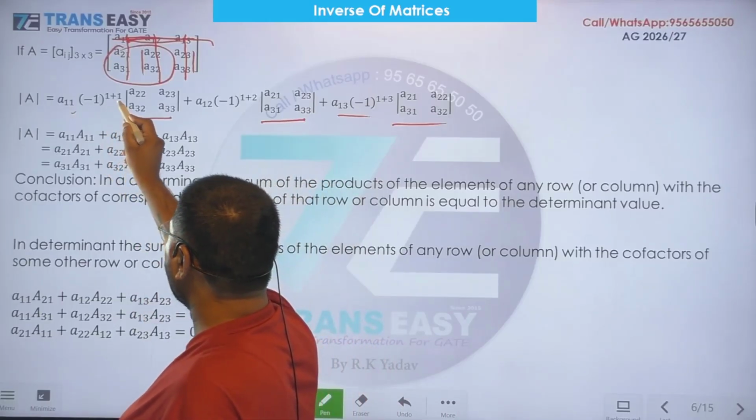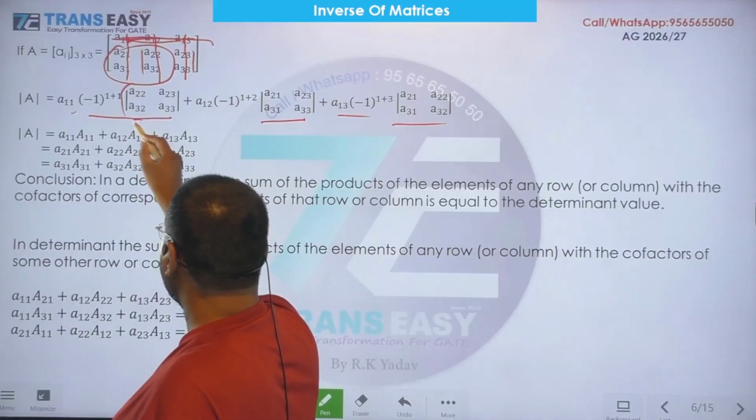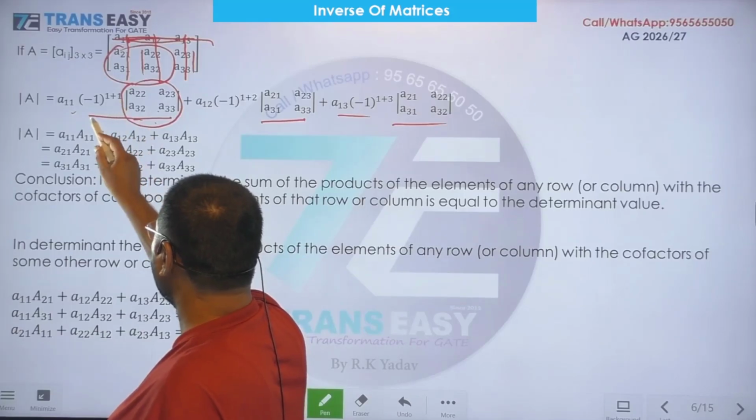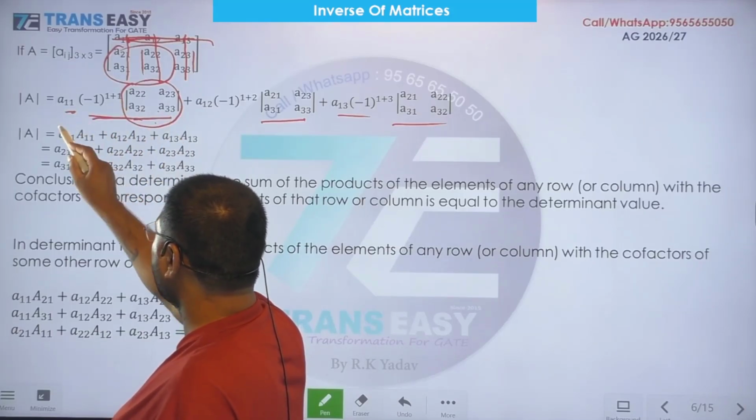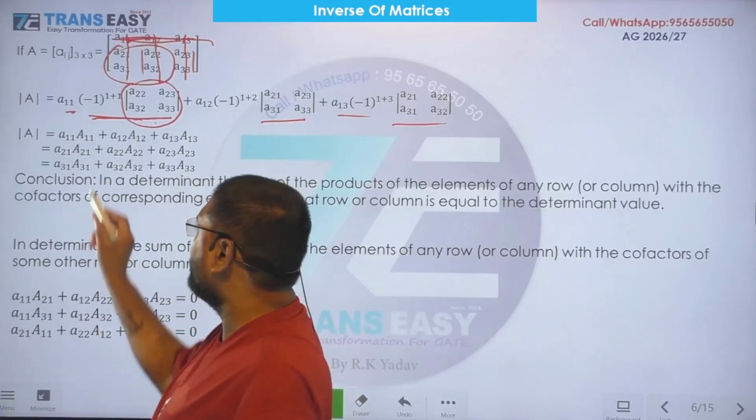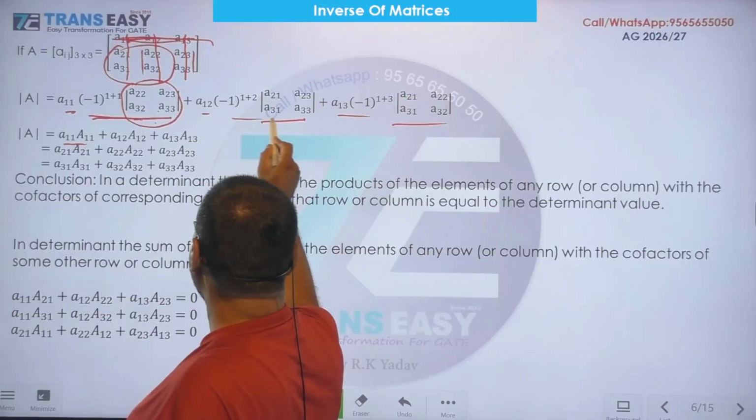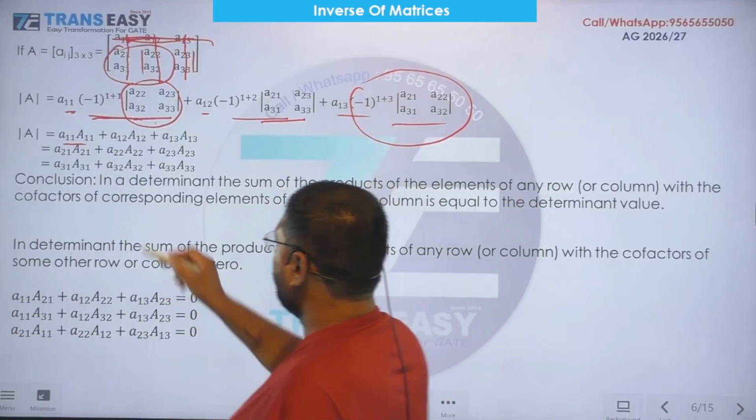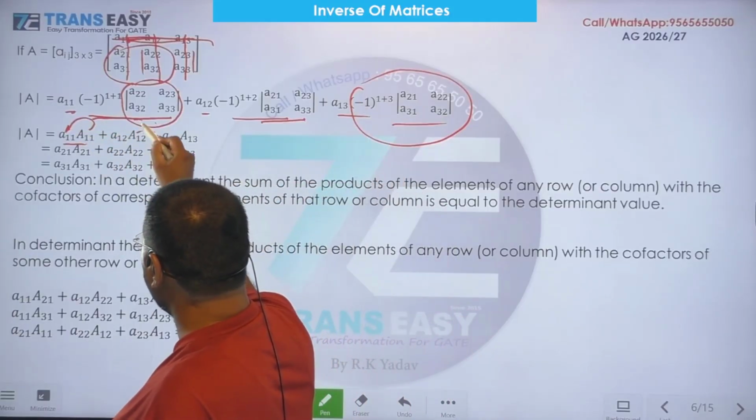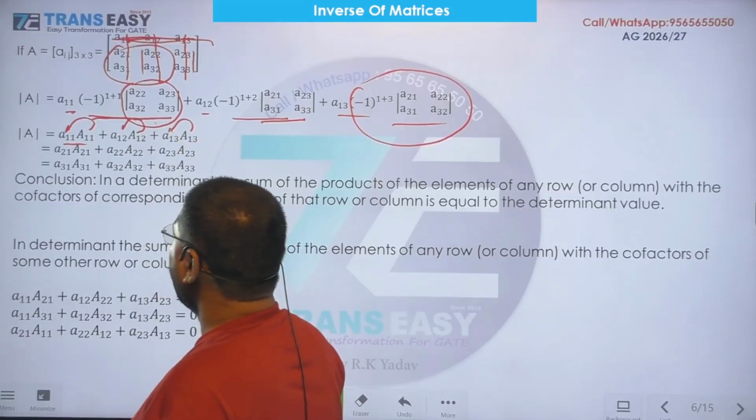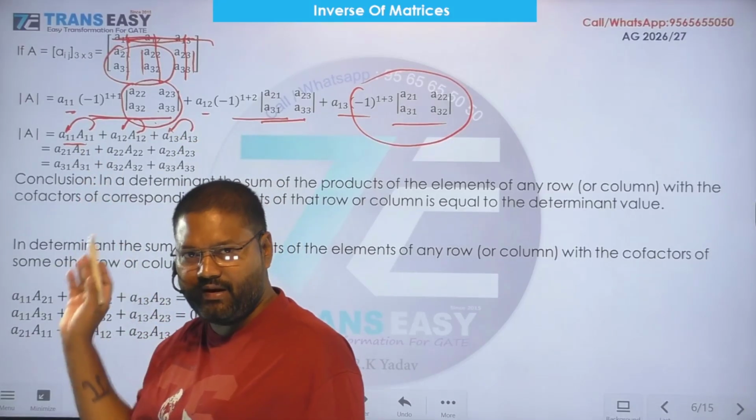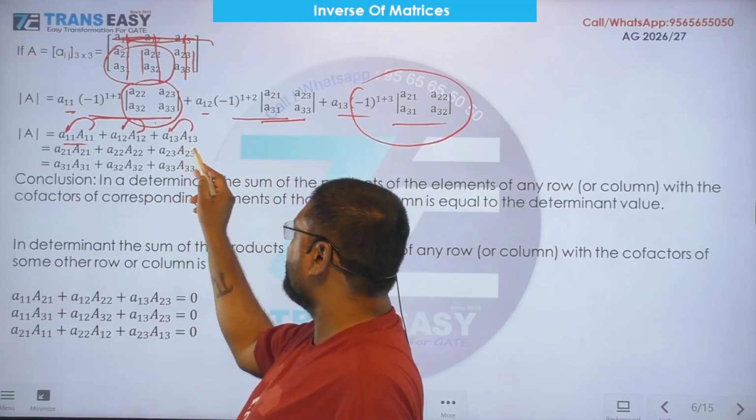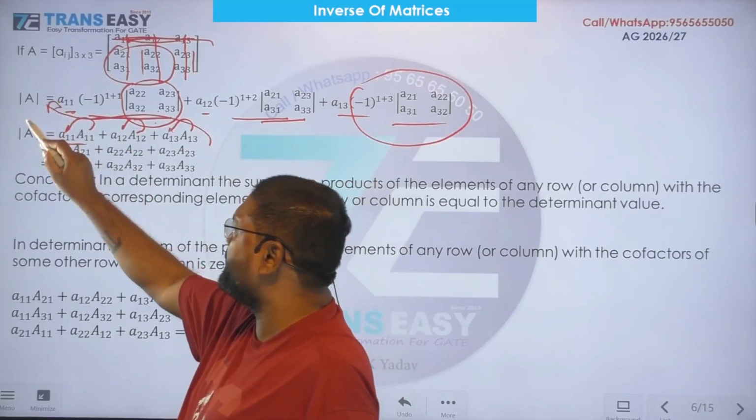-1 raised to the power 1 plus 1 into this is called minor, and it is multiplied by -1 raised to the power 1 plus 1. So this is the cofactor of this element. So a11 into capital A11 plus a12 into capital A12 plus a13 into capital A13. This is the cofactor of this element, cofactor of this element, cofactor of this element. A11 capital A11 plus a12 into capital A12 plus a13 into capital A13 is the value of determinant of matrix A.